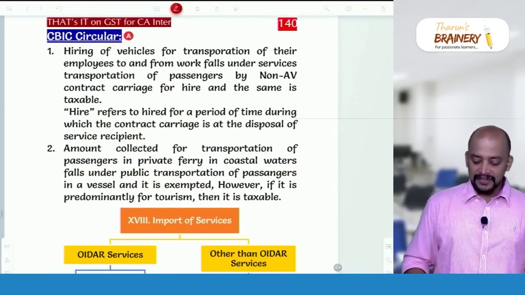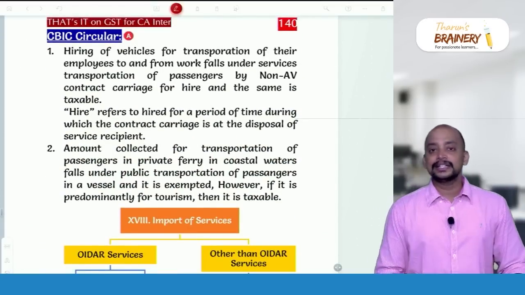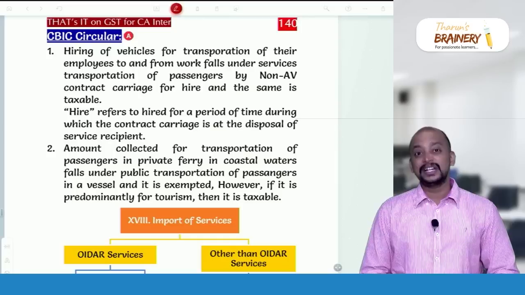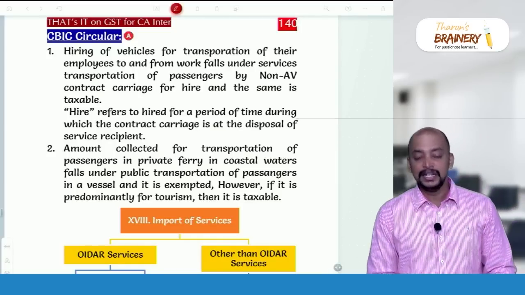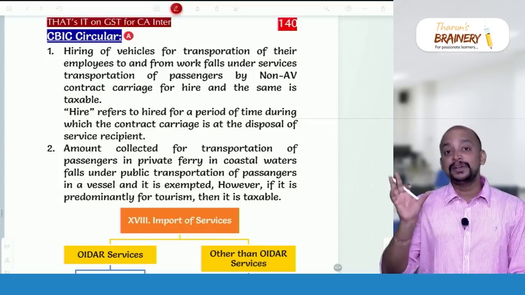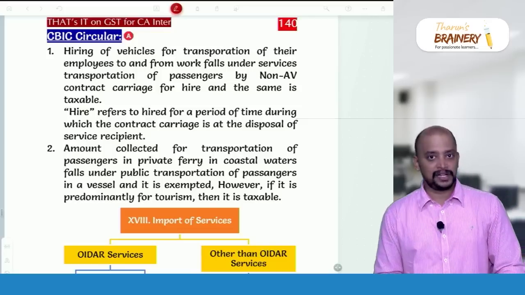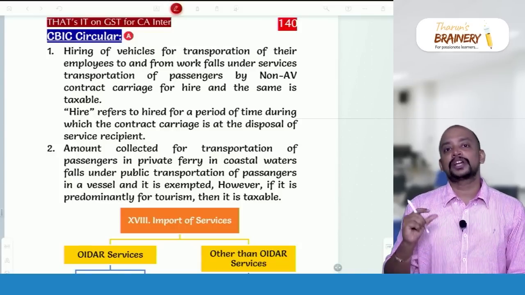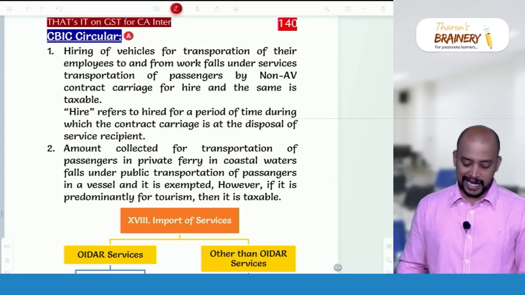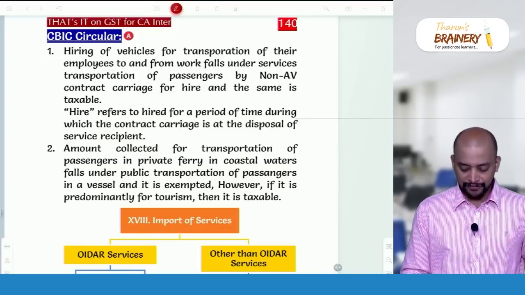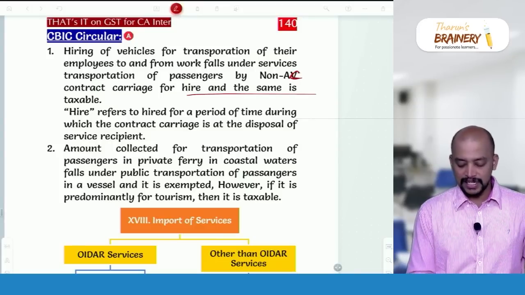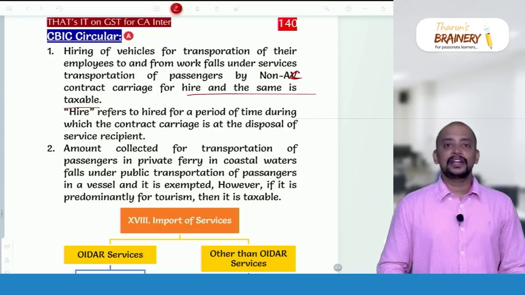Then we have two circulars in this case. Whenever we are giving vehicles on hire, will it come under renting of motor vehicles or contract carriage? If we are giving it for a particular period of time, then it will be called renting of motor vehicles. Suppose we are giving it for a particular trip, or per person, per trip or kilometers like that, then it will be called contract carriage. Hiring of vehicles for transportation of their employees to and from work falls under service provided by non-AC contract carriage for hire, and the same is taxable, because it will not come under renting of motor vehicles.